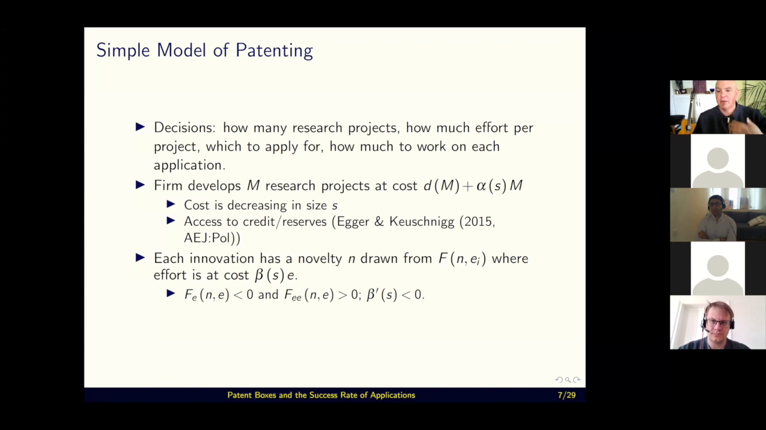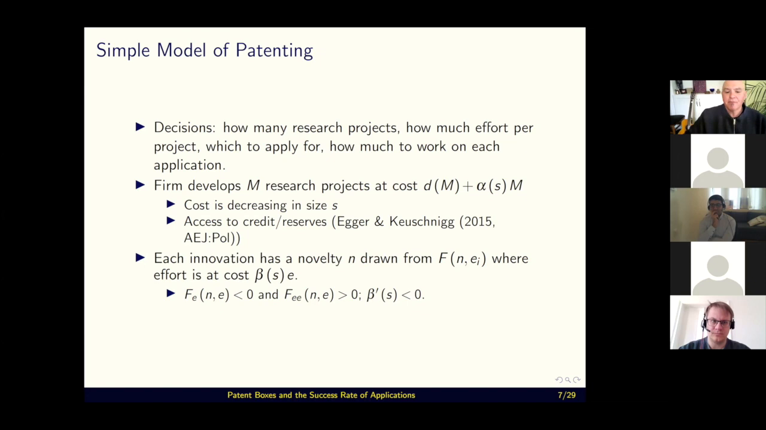So there's going to be some cost to doing this that depends on the total number of projects you develop. Some of those costs are going to be decreasing in size. Big firms have access to credit or have reserves they can draw on to pay for the upfront cost of the R&D process. And that's a big distinction between R&D subsidies, which are an ex ante cost incentive to do R&D, and patent boxes, which are an ex post income incentive. For a small firm, yeah, they may get to keep more of their money later on down the line. But for them, the big barrier might be doing the R&D today. How do I get the money to do the R&D today? And so there's a distinction there between that cost-based incentive and the ex post patent box incentive.